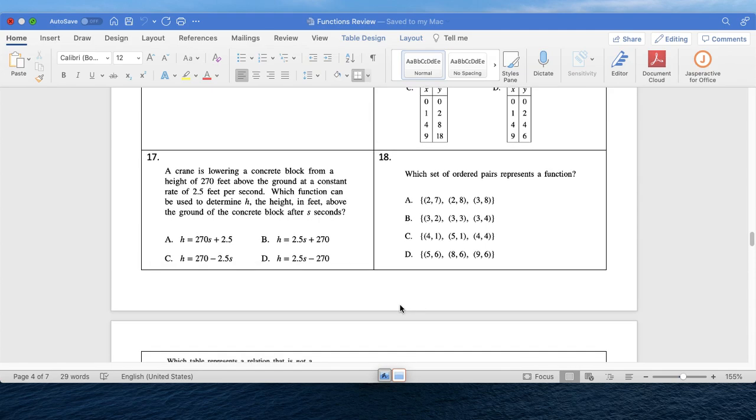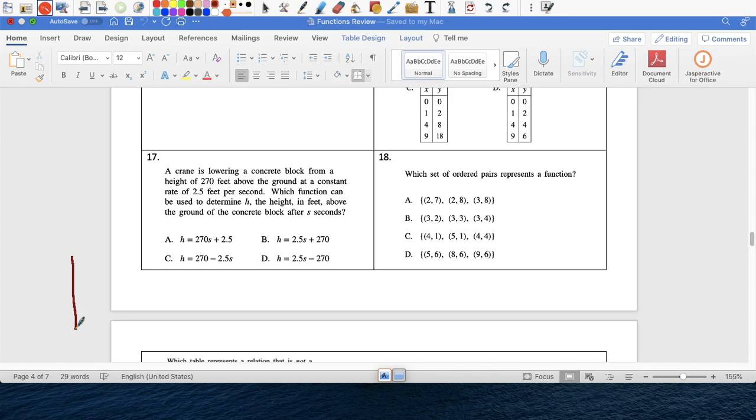A crane is lowering a concrete block from a height of 270, and it's lowering. Okay, so if it's lowering, we know that the rate of change, our slope, has to be negative. So let's put this like this, just to understand. This is my y, this is my x, this is my time, this is my height. So where does the crane start? Well, this concrete block starts over here, and every second it loses a little bit of height, and it goes that way. So we know our slope has to be negative.